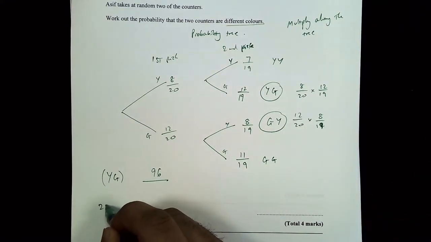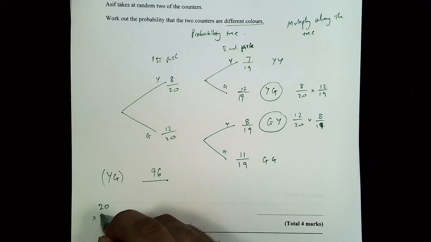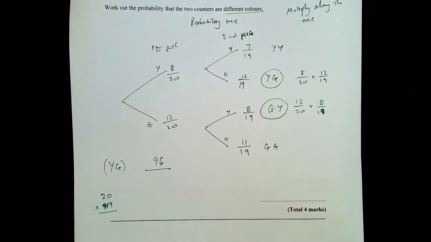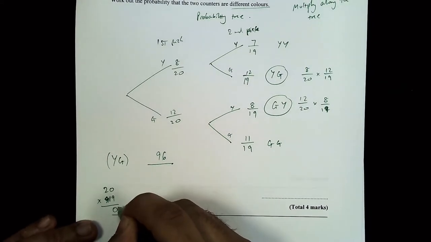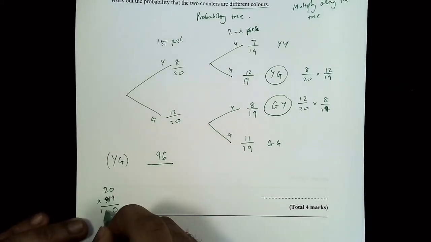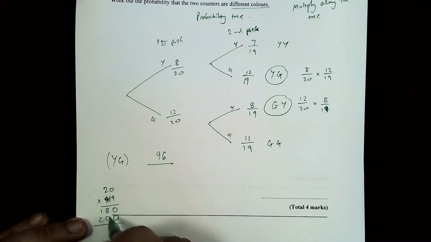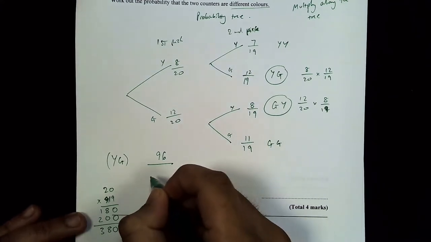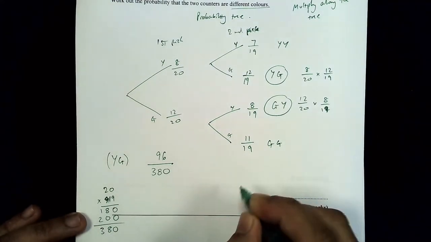I'd probably do, just to play it safe, the column multiplication. So 9 times 0 is nothing. 9 times 2 is 18. When I move across, you need a placeholder down here. 1 times 0 is nothing. 1 times 2 is 2. Add it together and you've got 380. So 96 out of 380, that's yellow green.